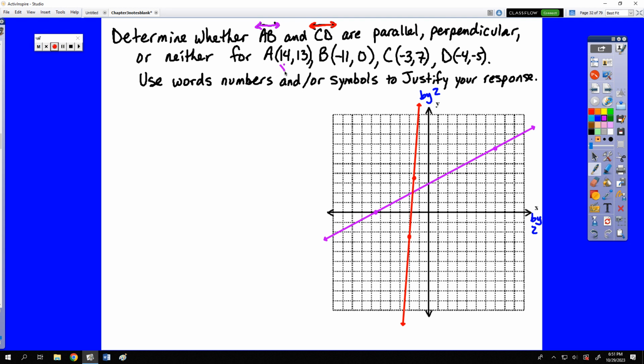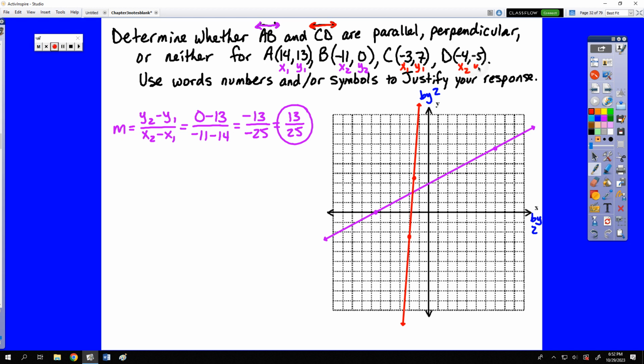So again, we take our A and our B, we label them x1, y1, and x2, y2, and we find the slope. y2 minus y1 over x2 minus x1. That is 0 minus 13 over negative 11 minus 14. That would be negative 13 over negative 25. We can't do anything to that except a negative divided by a negative would be a positive. We will then repeat those steps for C and D, x1, y1, x2, y2. So our slope for those 2 points, which again is CD, I guess I should have labeled the other one as AB, so let me do that now.